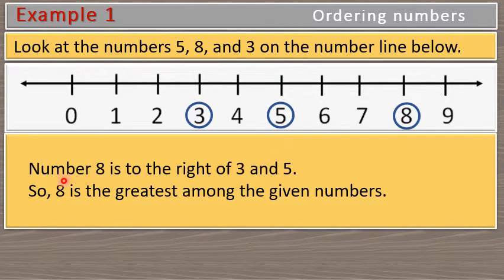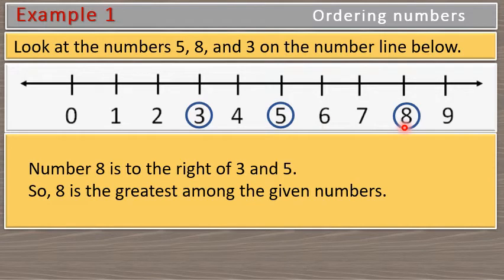Number 8 is to the right of 3 and 5. Look here, the number 8 is to the right of both 3 and 5. So 8 is the greatest among the given numbers. So 8 is greatest among the given three numbers. So now we have understood 3 is smallest and 8 is greatest among the given numbers.